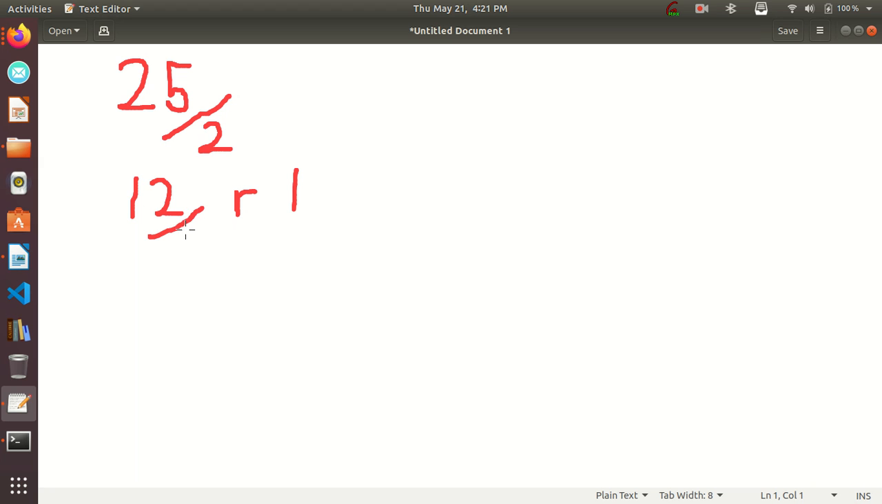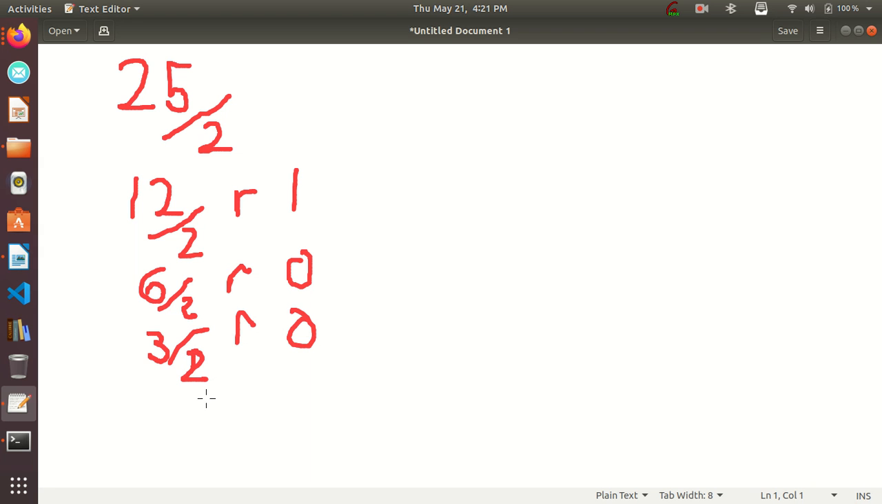All right, let's divide 12. This is 6 with a remainder of 0. Okay, let's divide by 2. This is 3 with a remainder of 0. Getting a little ahead of myself there. Let's divide by 2 again. That's 1 with a remainder of 1. And let's divide by 2 again. And that's 0 with a remainder of 1. And if we divide by 2 enough in this fashion, we will always eventually get to 0.